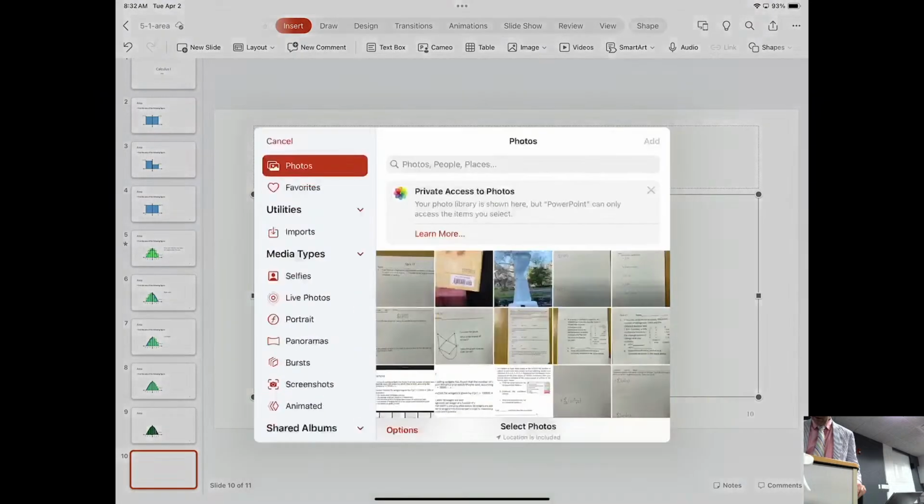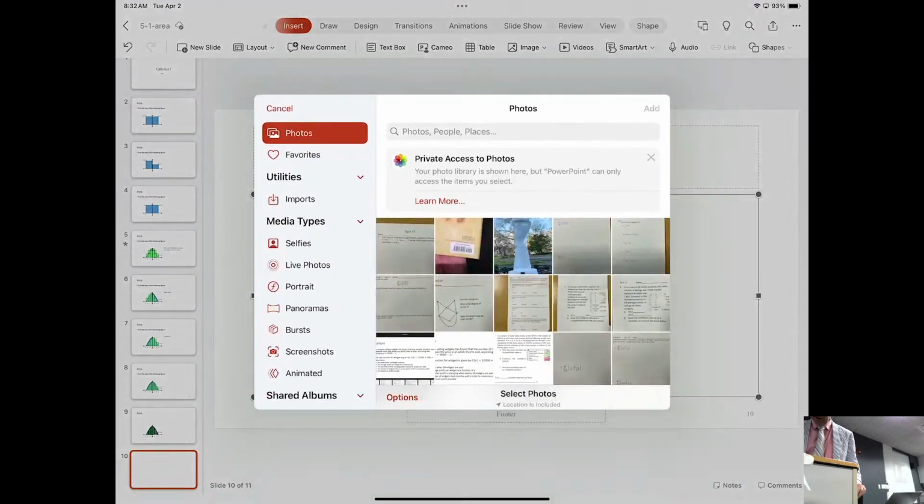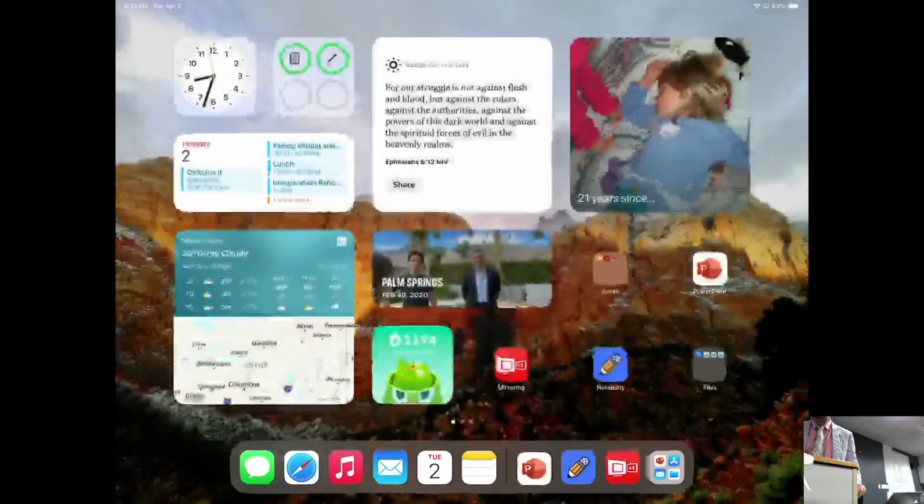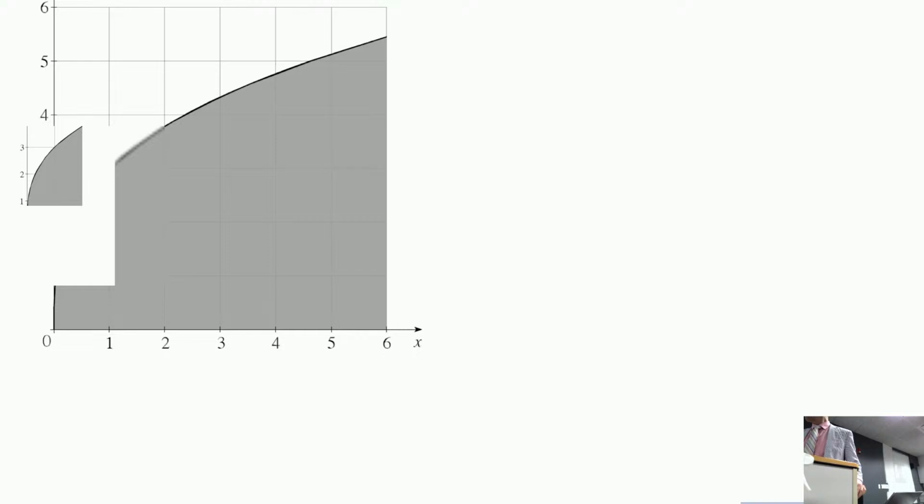Why is it so hard to do this? There's my photos. I don't want my photos. Okay, I'm just going to go back. I'll suffer. We will all suffer together, though.